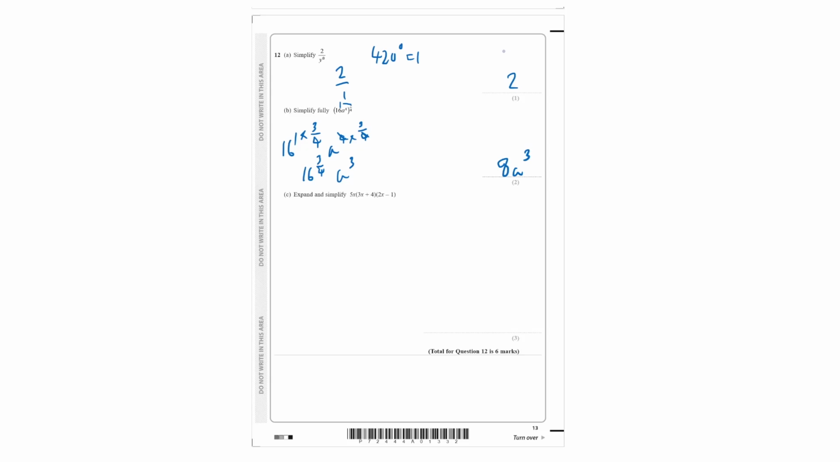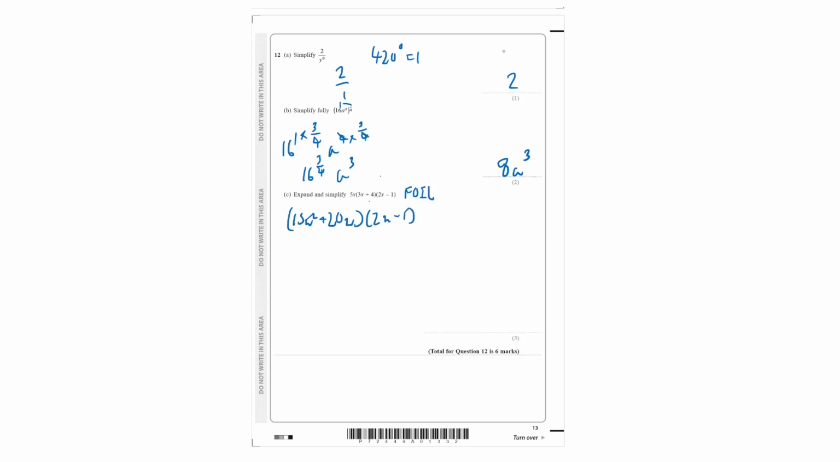Expand and simplify. Okay, here we're going to be using the FOIL method. F for first, O for outside, I for inside, L for last. But first we have to simplify this. So 5x times 3x is 15x squared, and 5x times 4 is 20x. Now that we have this, we can multiply it with the second polynomial.